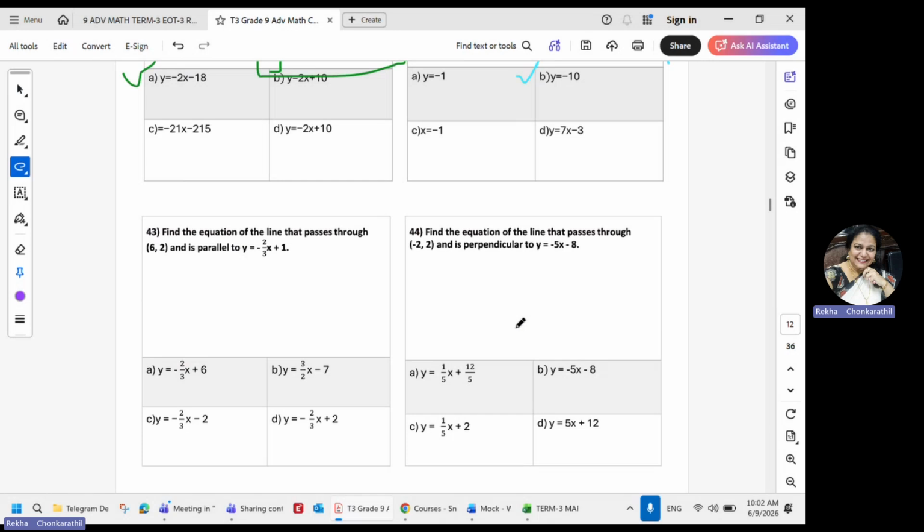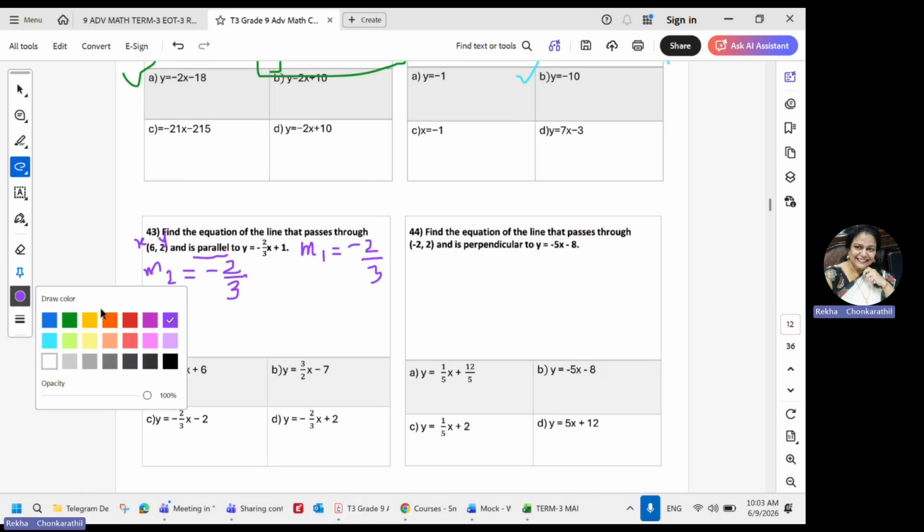Similarly, we have to find the equation of the line parallel to this given equation. Here, you know the m1 is negative 2 by 3. So if the line is parallel, then the slope of the parallel line is also negative 2 by 3 because parallel lines have same slope. Now you have your slope. You have to find your b using the points x and y from this point.